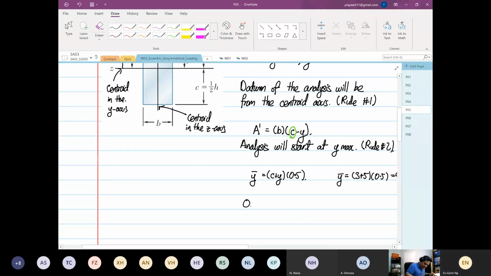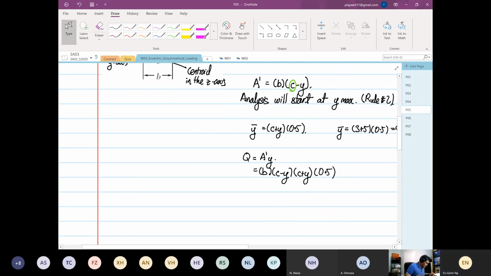Q is equal to A prime Y. So the area is B bracket C minus Y and then C plus Y multiplied by 0.5. Okay. So when you have the expression, you write down that this is equal to 0.5B, right? C squared minus Y squared.